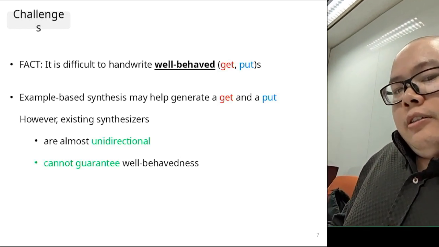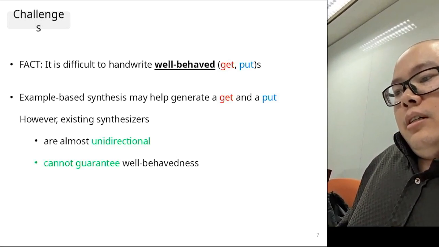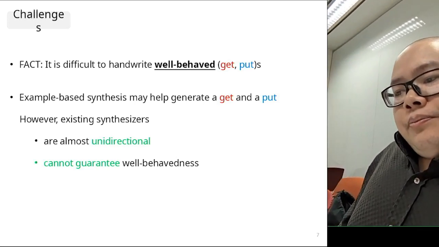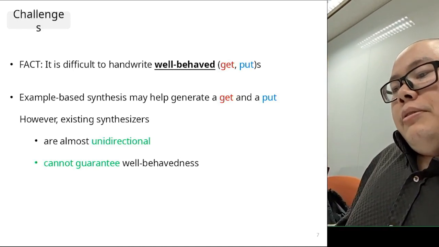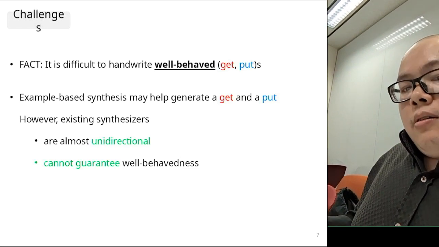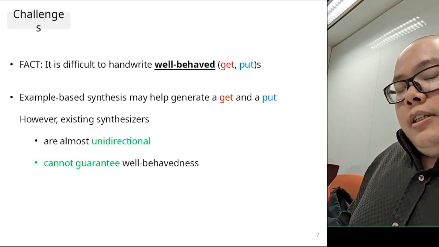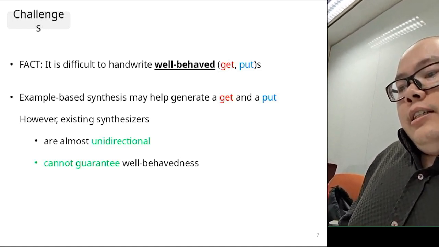We could use some example-based synthesizer to generate a get, a query, and a view update program, put. However, existing synthesizers are almost irrational. They are normally one-way synthesis, and they cannot guarantee the well-behavedness between two independent programs, get and put.